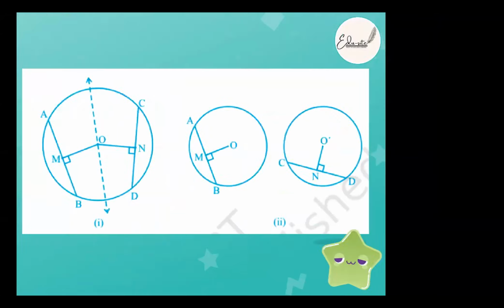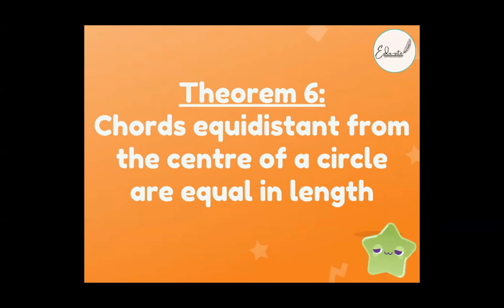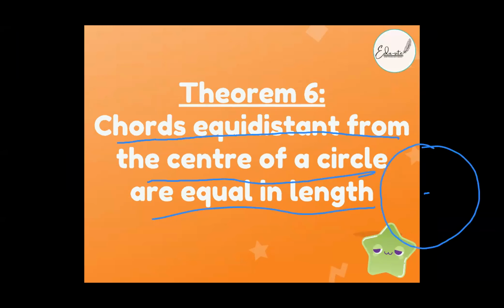This was theorem number 5. We'll see theorem number 6. It states that chords equidistant from the center of the circle are equal in length. It is just the converse of the theorem. If the distance of the chords from the center is 2 centimeters each, the distance between each chord and the center being the same, then these chords are also equal. Have you understood theorem number 5 and theorem number 6? Any doubts in it?